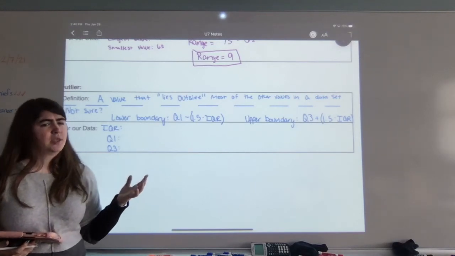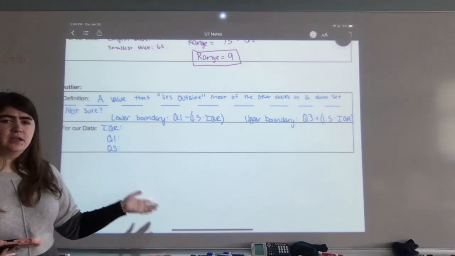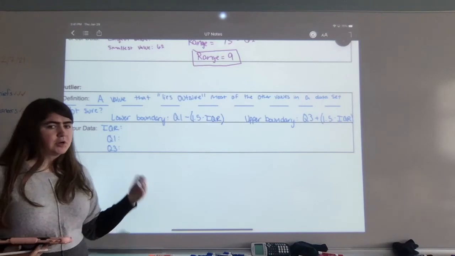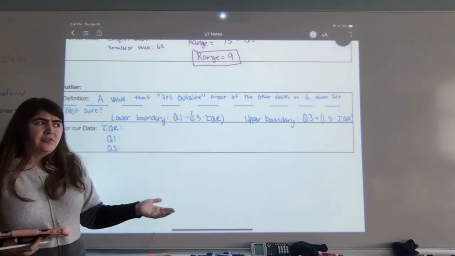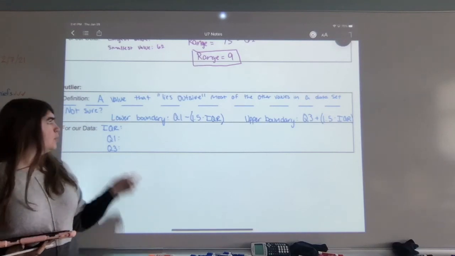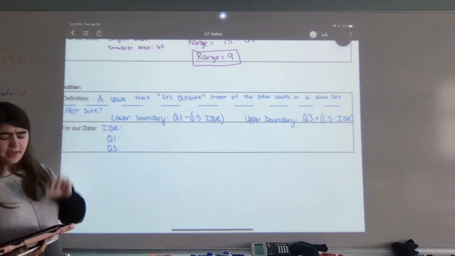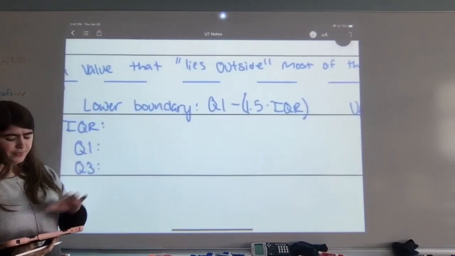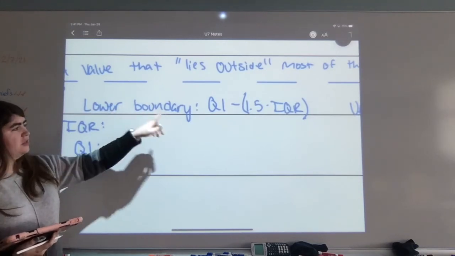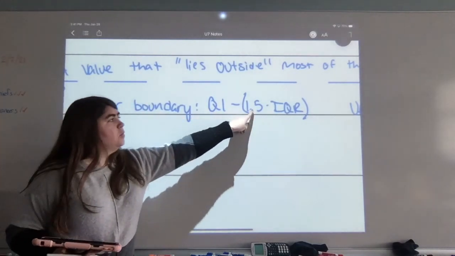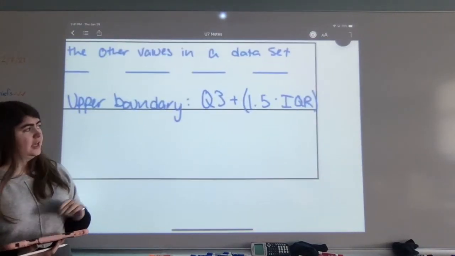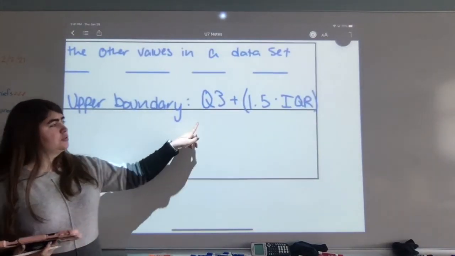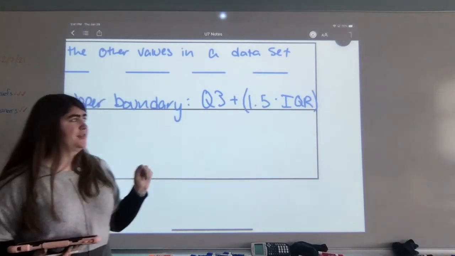When you're finding an outlier, sometimes you don't have to calculate anything because you can just tell. Like if we had 1, it'd be really far away. It's pretty obvious. But what if you're not sure? Well, we actually have a way to calculate that too. We have the lower boundary, which is equal to Q1 minus 1.5 times the IQR. And to find the upper boundary, we have Q3 plus 1.5 times the IQR.